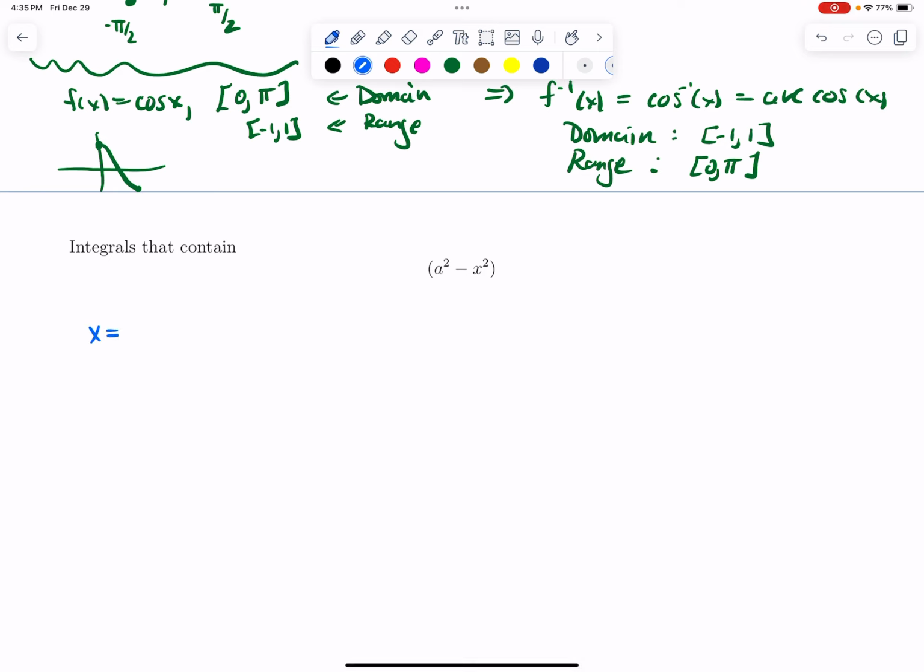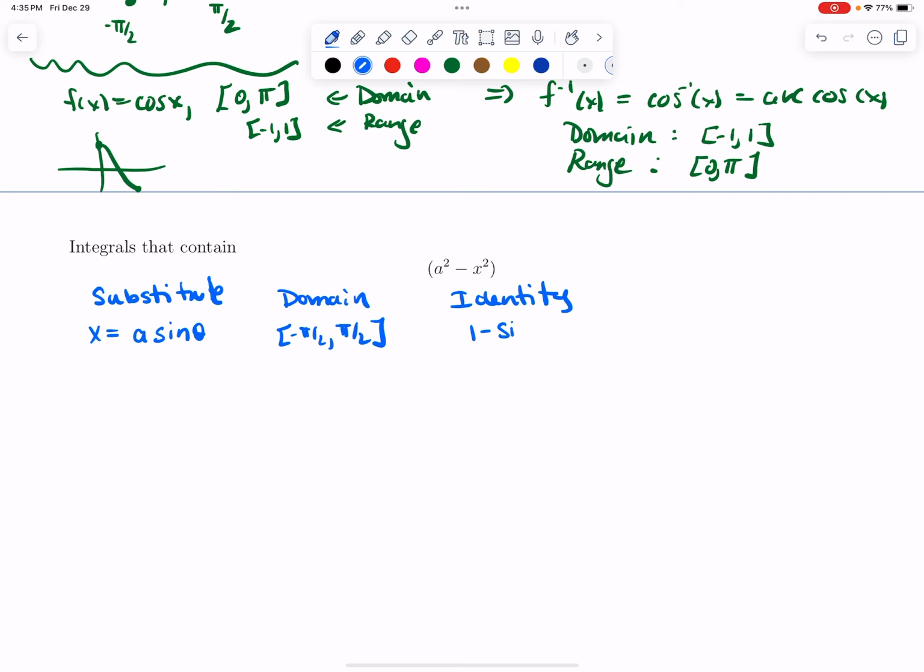We're going to let x be equal to a, that same a there, sine theta. Now we're going to be dealing with the inverse trig, so remember what we're restricting ourselves to is negative pi over 2 to pi over 2, because that's the standard restriction on sine when talking about an inverse. And the identity that we will likely use in this scenario is 1 minus sine squared theta equals cosine squared theta. That's one of our Pythagorean identities.